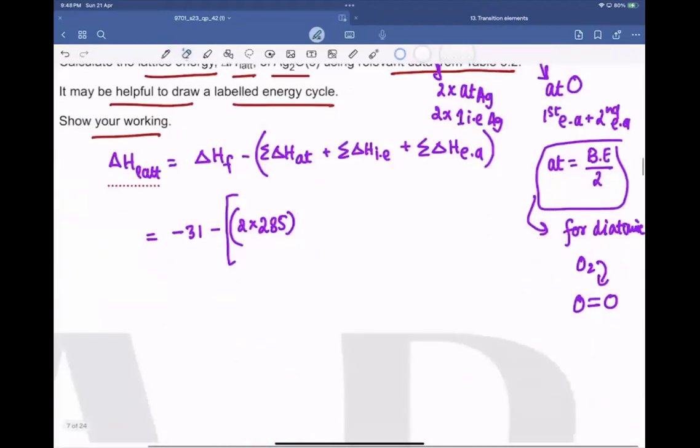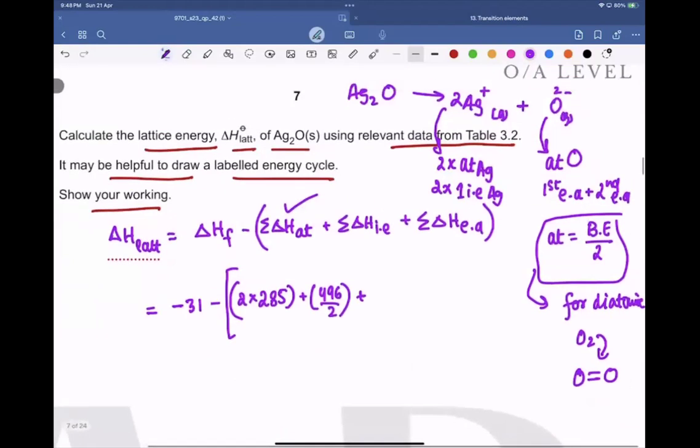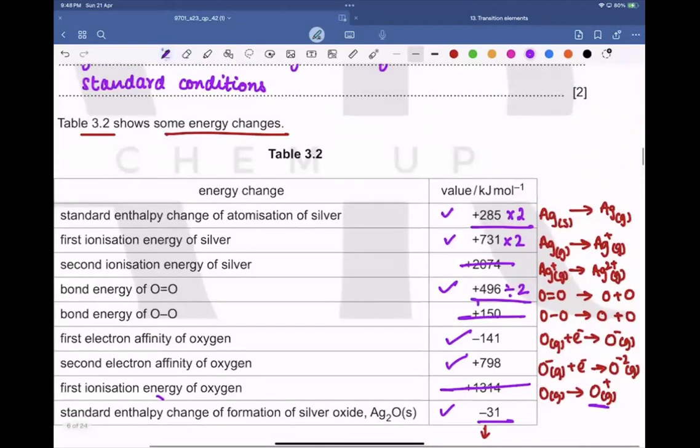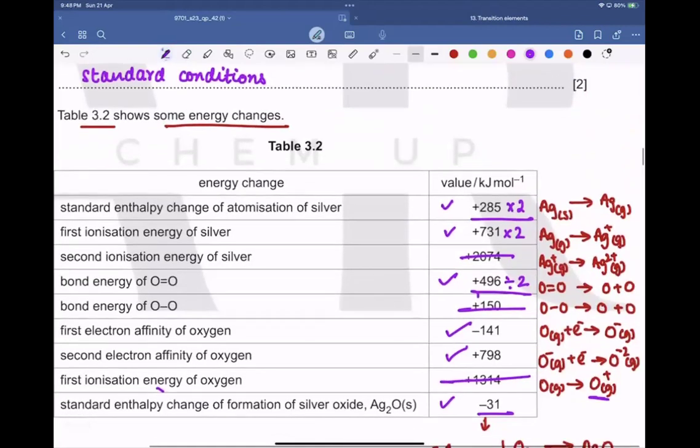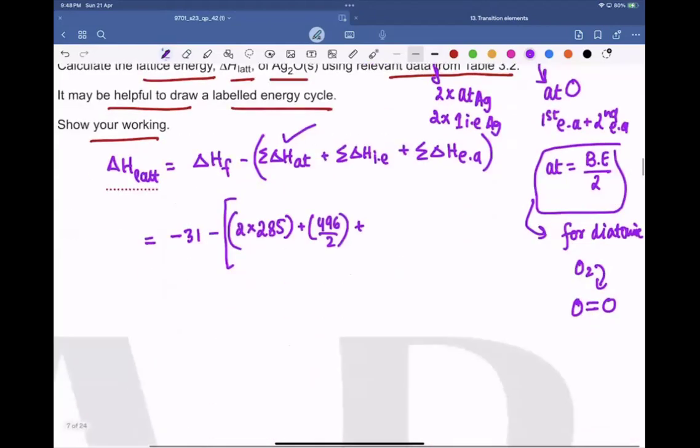So plus 496 divided by 2. Now we are done with the atomizations. Now for ionization energy. So it's silver and it's a +1 ion. We just need this one because there are 2 silver atoms. So 731 times 2. So 2 times 731.